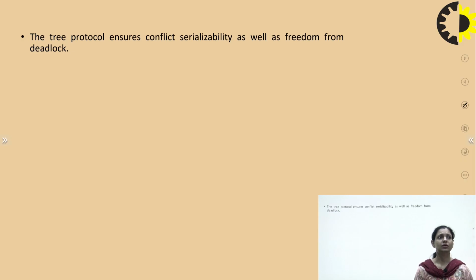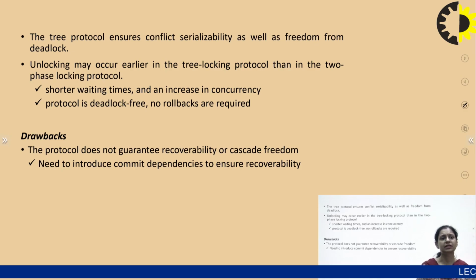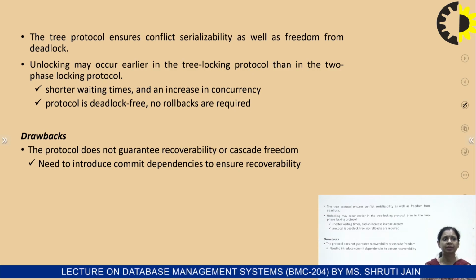So the tree protocol ensures conflict serializability as well as freedom from deadlock. Unlocking may occur earlier in the tree locking protocol than in the two-phase protocol, giving shorter waiting times and an increase in concurrency. The protocol is deadlock free, and no rollback is required because we check whether the parent node is locked or not. But the drawback is that the protocol does not guarantee recoverability or cascade freedom. We need to introduce commit dependencies to ensure recoverability.